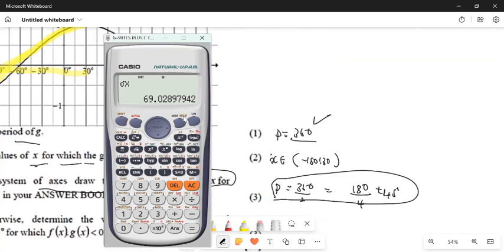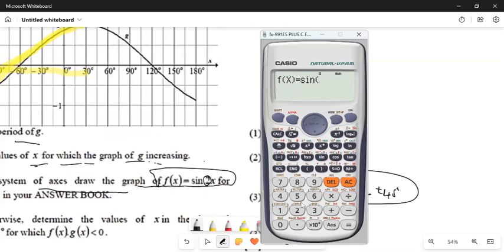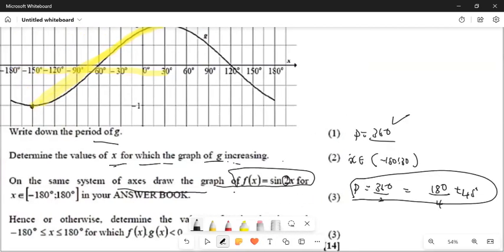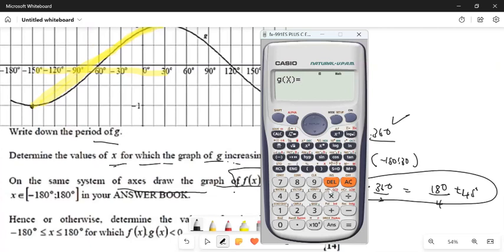Then you go to your calculator. On your calculator, you go to mode, and then you go to table. And then you press f of x. It says sine 2x. You close your bracket. And then they will tell you where to start. We shouldn't worry about that. They say we should start at minus 180. So we are going to start at minus 180.